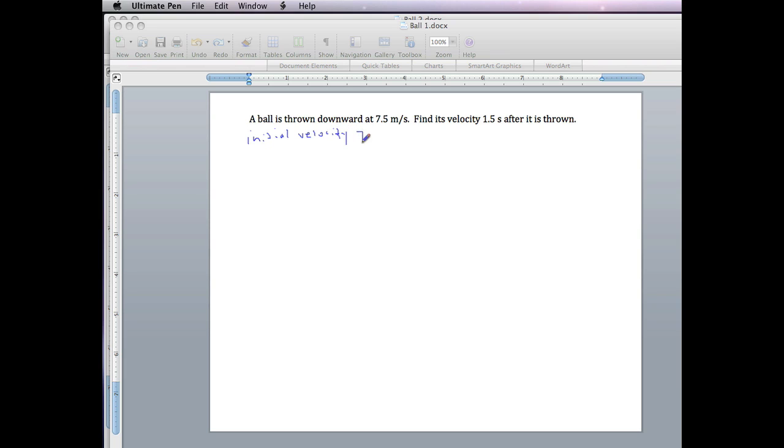is 7.5 meters per second, and the direction is down. The acceleration is the acceleration of gravity, and that's always down. We're going to take an estimate value of 10 meters per second squared for the acceleration of gravity. And again, that direction is down.